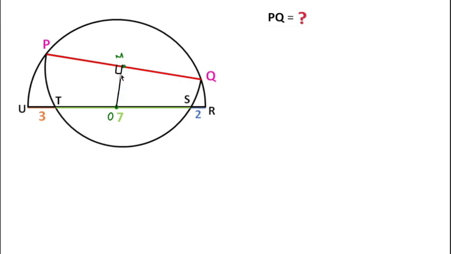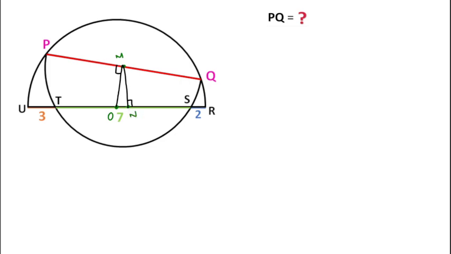according to chord properties. And TS is also a chord for this smaller semicircle. And if we consider this point as the midpoint of this chord TS, then if we draw a perpendicular from the center to this chord, then this will also be a perpendicular line, according to the chord properties theorem. And let's suppose first this is actually N.